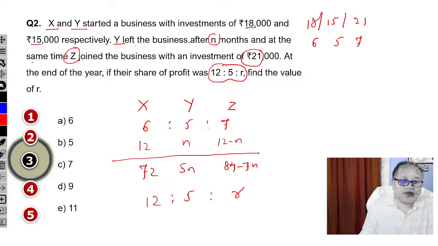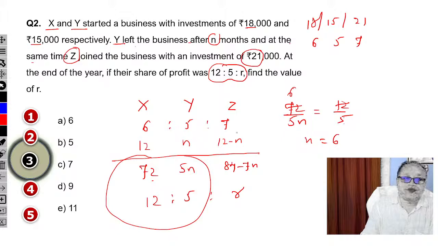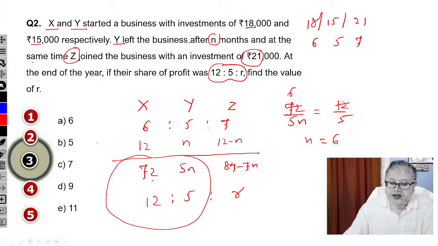Look at this. So by using this, can I get the value? Yes, we can get the value, that is 72 by 5n, which is equal to 12 by 5. So I will be getting the n value. This is 6 times. So 5 gets cancelled. n is equal to 6 here. So we notice that as n is equal to 6, here it's a 7. So, look at this one.